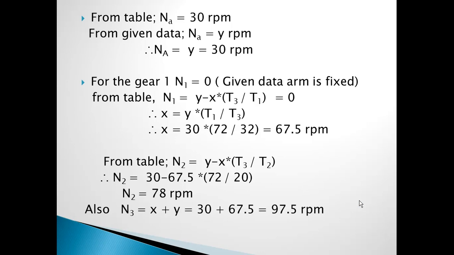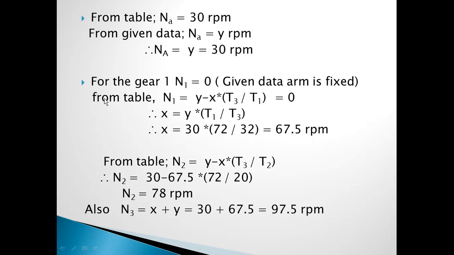Now from the table, speed of arm is equal to y rpm, and from the given data, speed of arm is equal to 30 rpm. So speed of arm will be y equal to 30 rpm. What we find from this equation is that the y value in the table will be equivalent to 30 rpm, that is equal to the speed of arm.